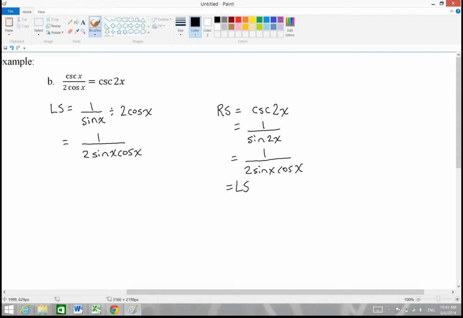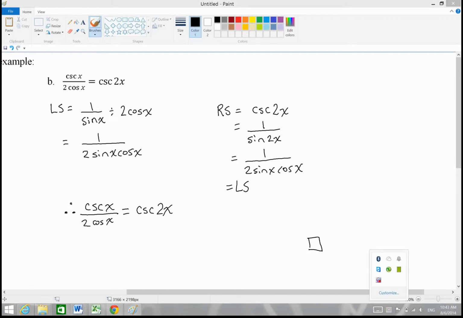So since the left side is equal to the right side, therefore cosecant x over 2 cos x equals cosecant 2x. Done. QED. Sometimes people write a QED or a little square. That means end of proof. Completed. Well done. Continue to practice. The more you practice trig identities, the more comfortable you'll get with them.